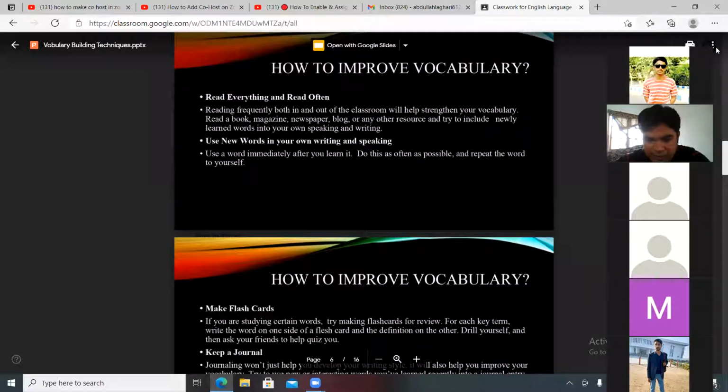For each key term, write down the word on one side of a flashcard and the definition on the other. Drill yourself, as we drill for pronunciation, and then ask your friends to help quiz you. Ask your friends, ask your family members, ask any other individual to keep asking you these words. This is how you can be in touch with the words.